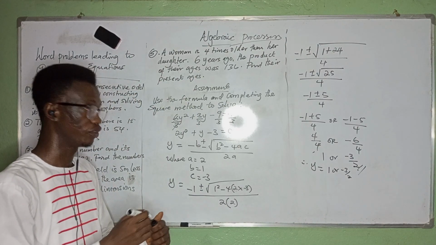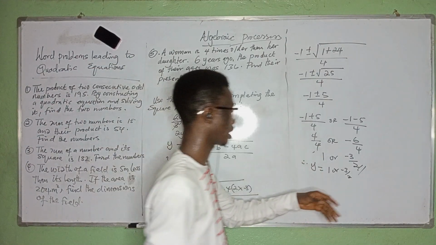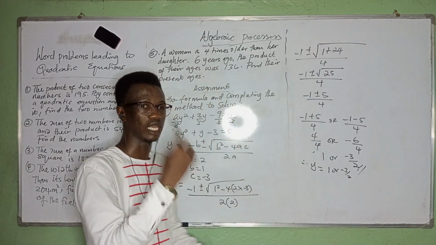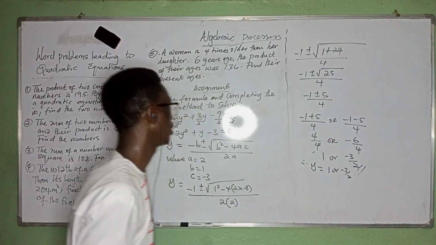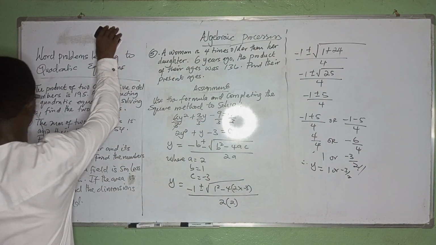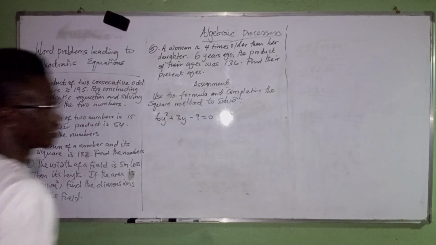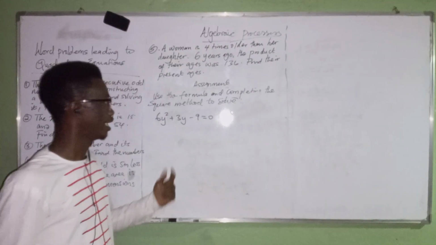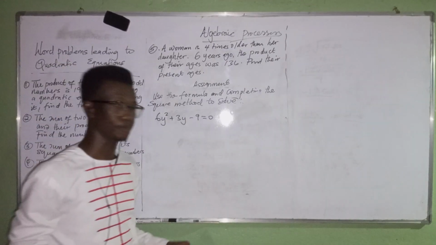And of course, if you've looked at the video, those of you that have solved the assignment, you'll find that even for factorization, this was our answer. Okay? So let's look at the other method, which is the complete square method.